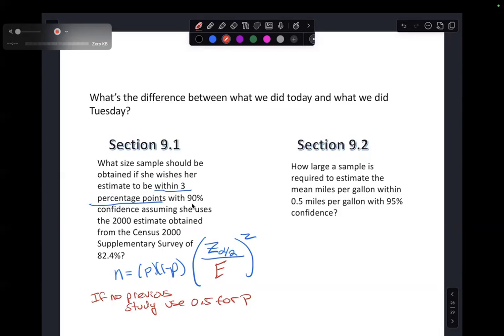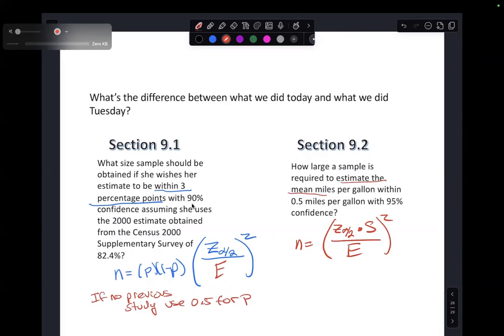Okay, so I do have this one because we just did this. You watch, I get it wrong. So here I have n equals z sub alpha divided by 2 times s divided by e, squared. And notice it's going to say estimate the mean. It's going to have the word mean in there. It's going to talk about estimating the mean.